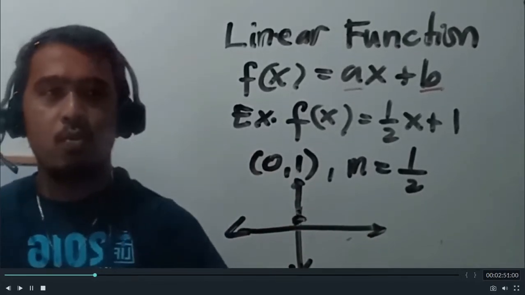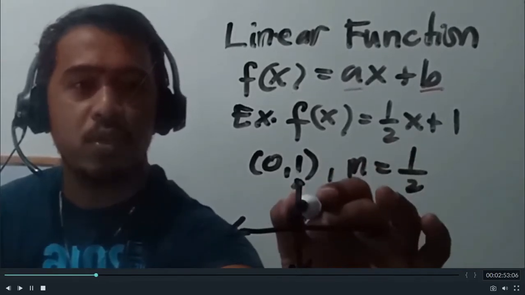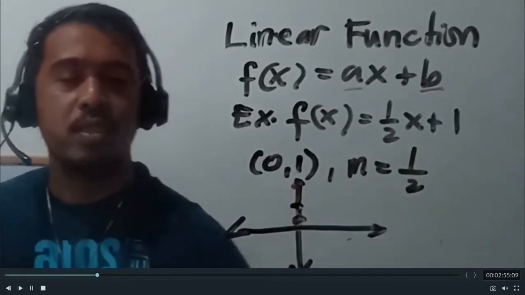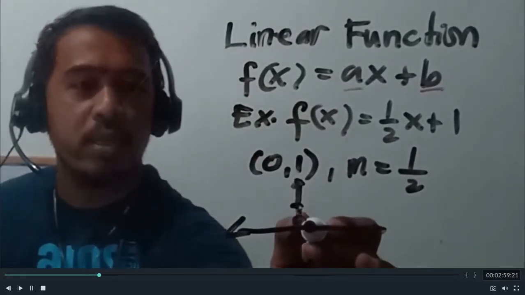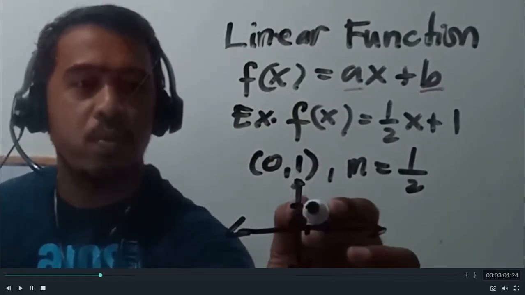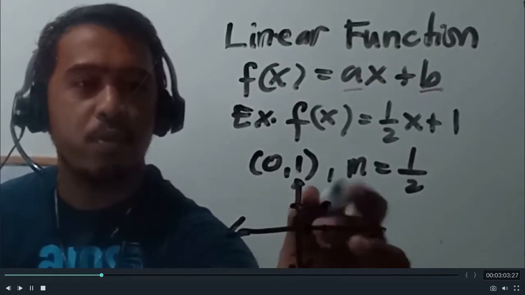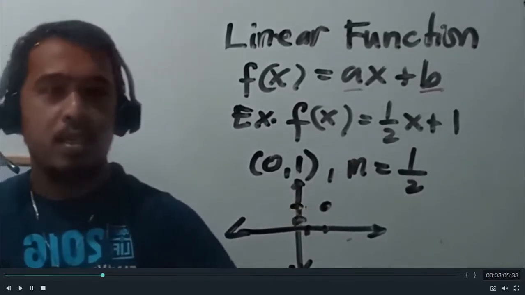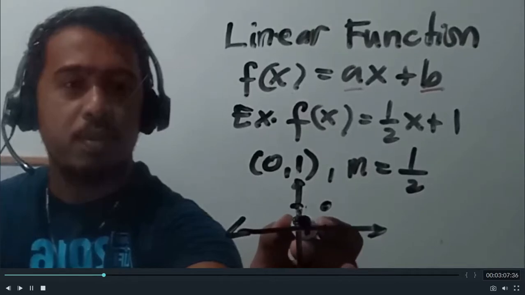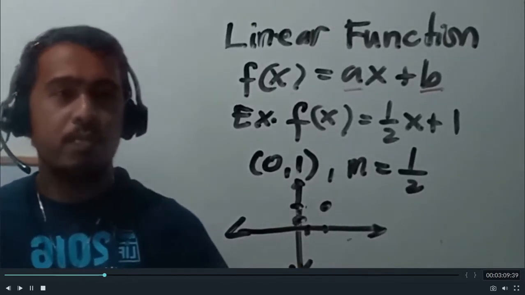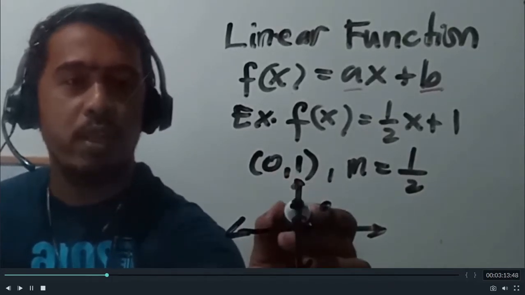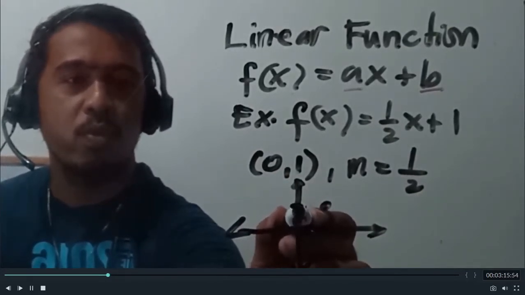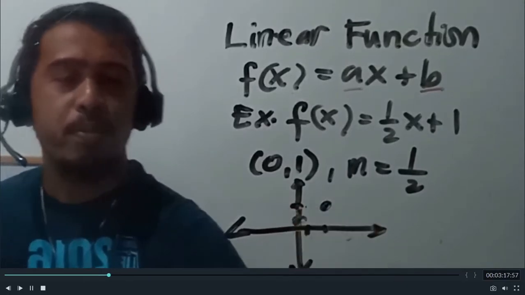It will be rise over run, so it will rise once, and it will run twice. 1, 2. So the other point is somewhere here. Okay, I will repeat. The starting point is 0, 1. The slope is 1/2, so rise once, and it will run to the right twice. 1, 2. So this is the other point.